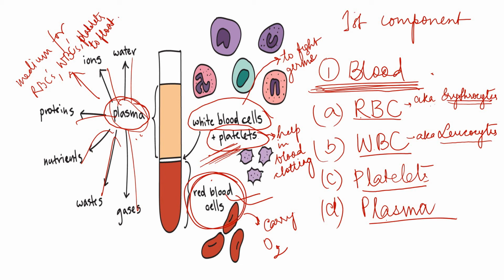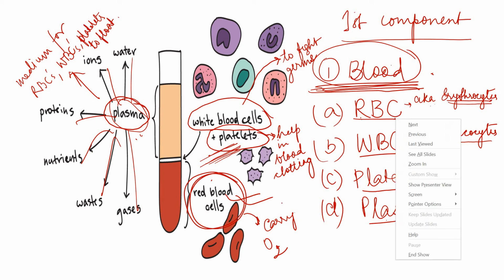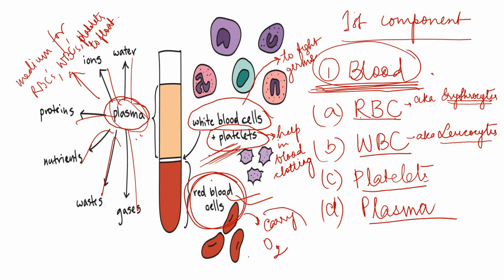All right, so shall I repeat it once more, that the circulatory system consists of three components. First is the blood, then blood vessels, then the heart. We are studying about the first component, that is the blood. This blood consists of four parts. Number one, that is the RBC, red blood cells. What is their role? Their role is to carry oxygen.